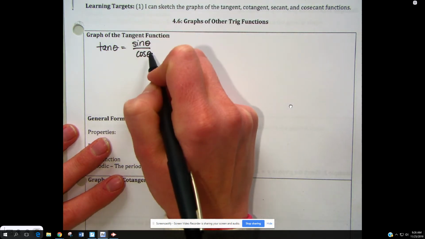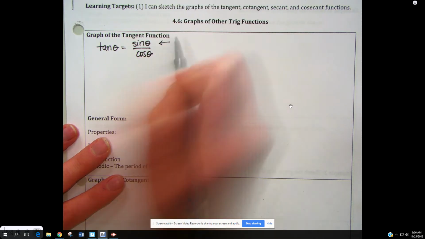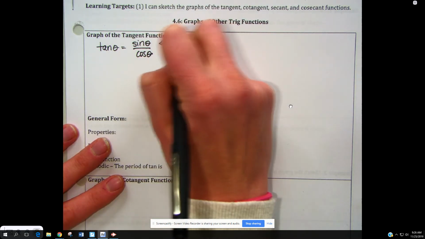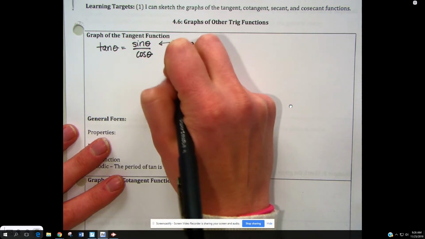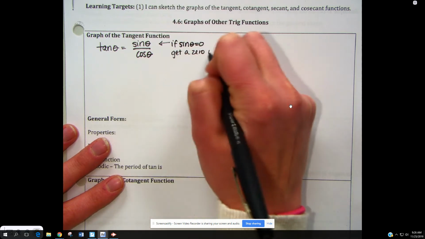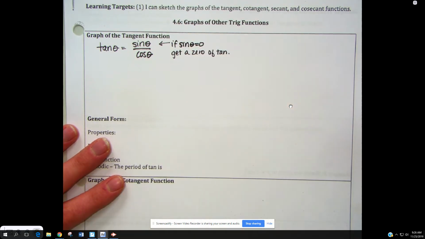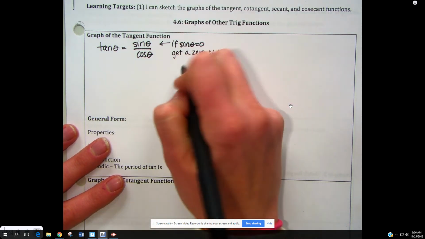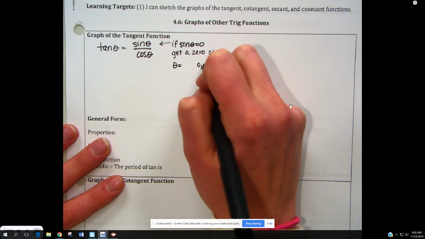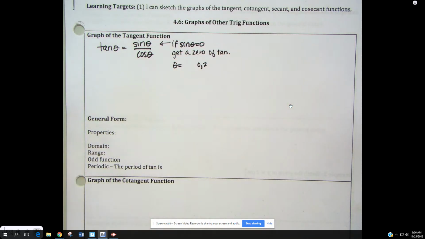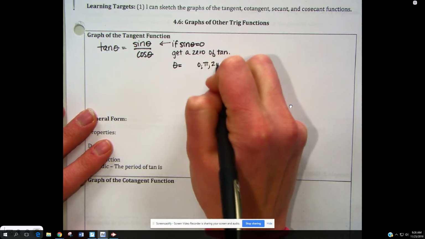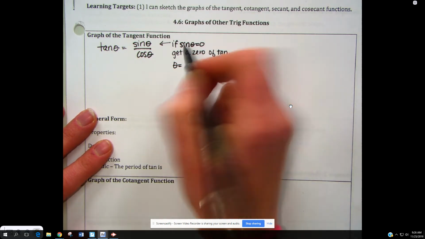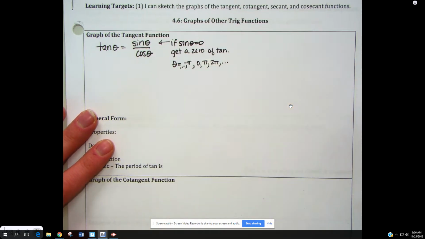When you have a function that is a quotient, the zeros come from the numerator. So if the sine of your angle is 0, then you get a 0 of your tangent function. So we just want to ask ourselves, well, what angles do we know where the sine of theta is 0? And these are some very familiar ones, right? We would start at 0, and the next one would be pi and 2 pi and so on. And we could have gone in reverse counterclockwise, and we'll just make our dot, dot, dots.